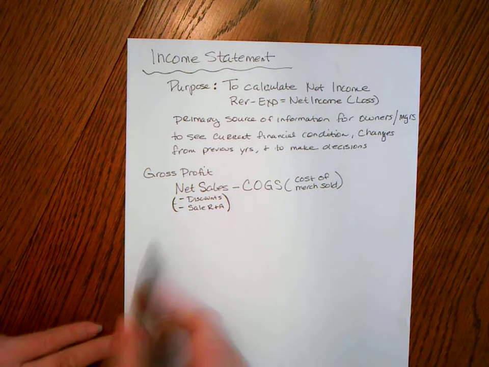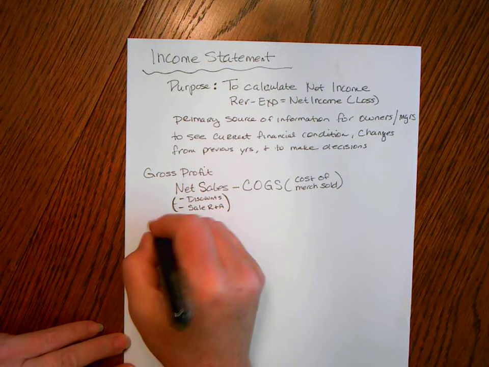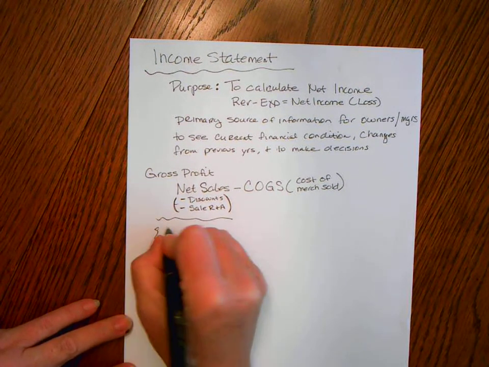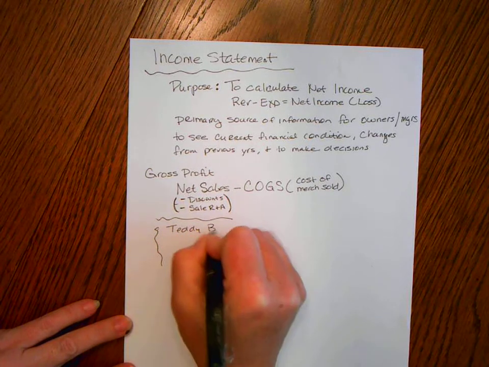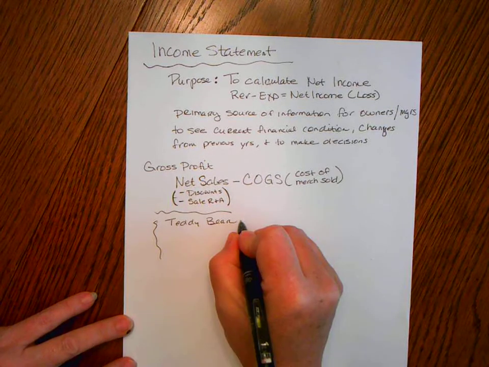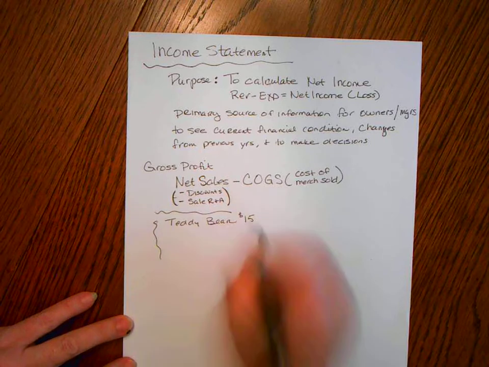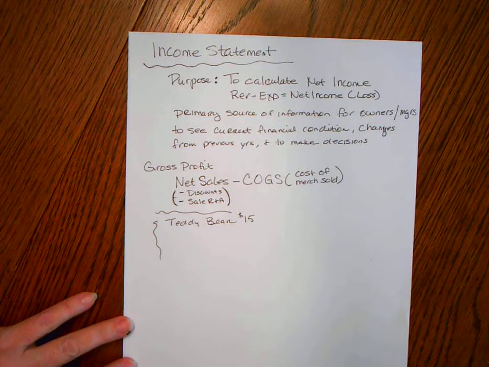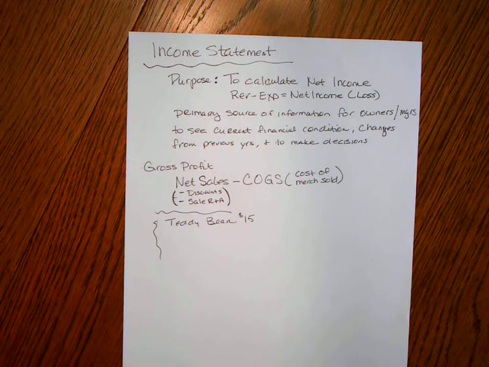Well, let me just give you an example. If we are going to sell, okay, let's just do this little side thing. Okay, we're going to sell a teddy bear. All right, and we're going to sell a teddy bear for $15. Right? Whatever we sell, if we sell 100 of those, then our sales is going to be, what, $1,500. If we sell 10 of them, it's $150, right? That's our amount of sales, total sales.